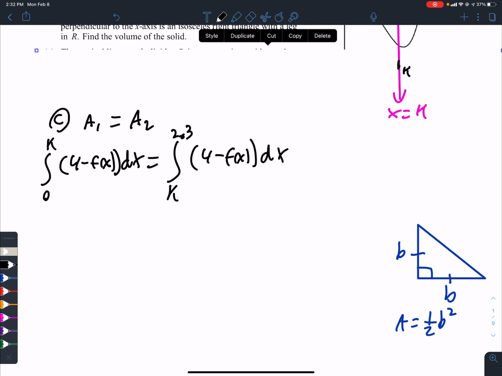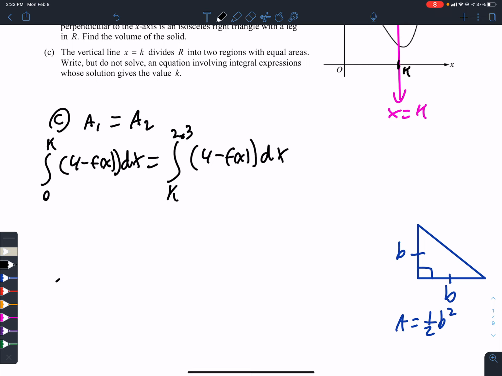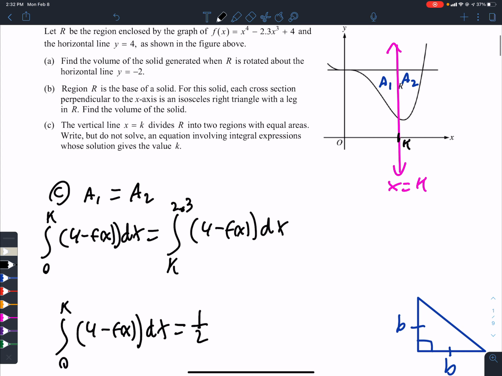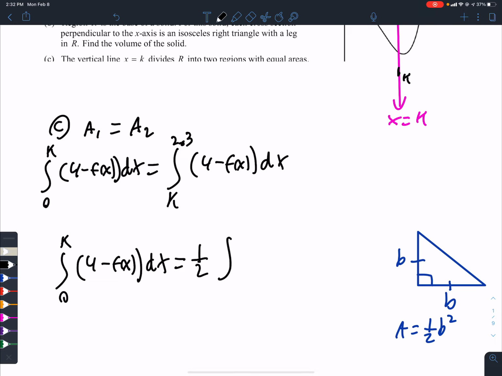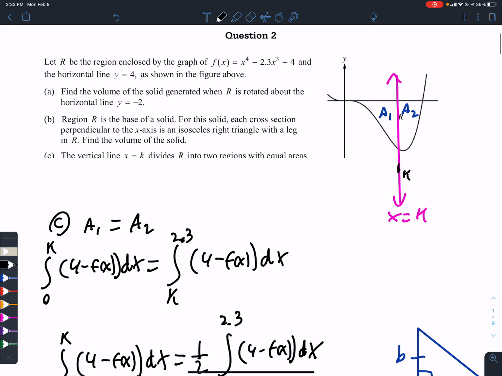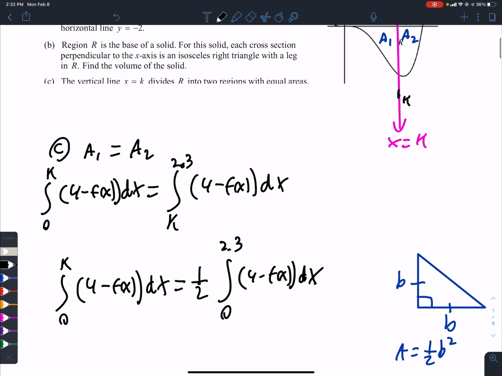So I have the other option of taking area 1 and making it 1/2 the whole thing. Because if that equals that, then this will equal the whole thing. So instead, I could just make this equal to half the whole thing. The whole thing is from 0 to 2.3. And I'm just giving you another option. I wouldn't have done it this way, but it's another valid option. So that is part C, and I'm done.